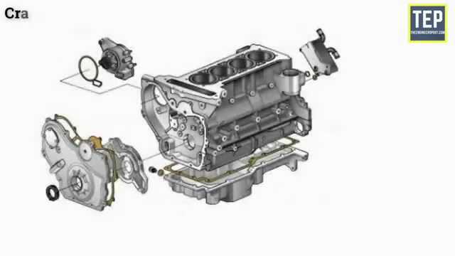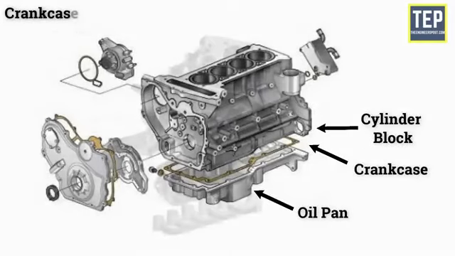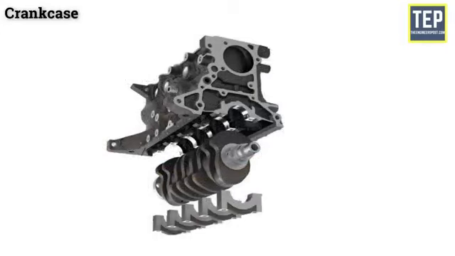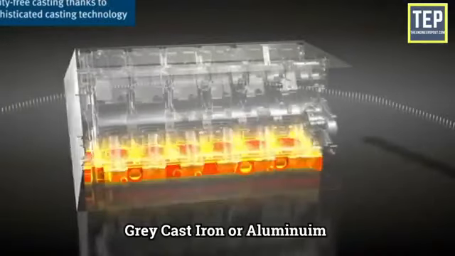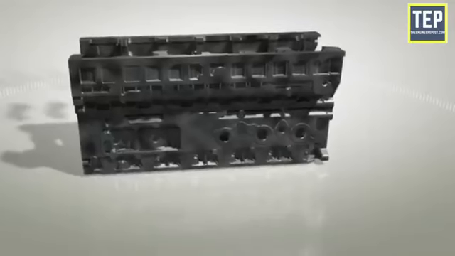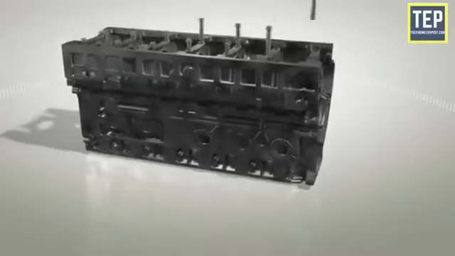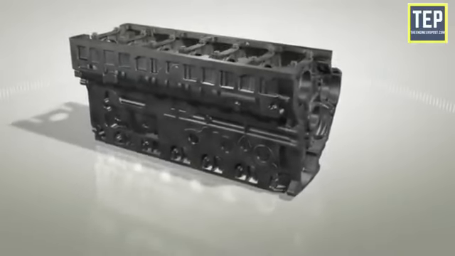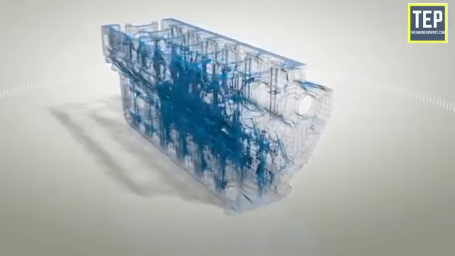Crankcase. The oil pan and the lower part of the cylinder block together are called the crankcase. It is the bottom portion of the cylinder block in which the crankshaft is fitted. This is a rigid construction made of gray cast iron or aluminium. Either it can be cast integrally with the block, or can be cast separately and attached to the block with bolts. The crankcase is shaped simply like a box, having no bottom surface.